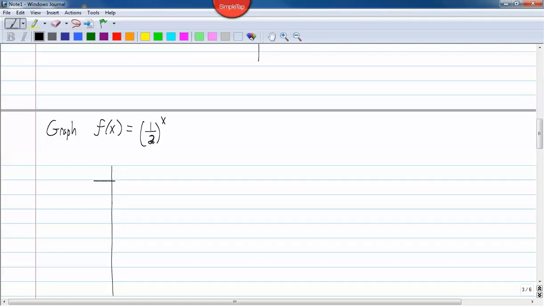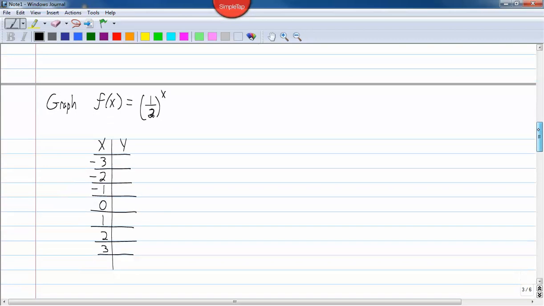So I'm going to show you what happens if I just pick the same numbers. I'm still going to get some fractions, but I can get some whole numbers too. Let's see. So I'm going to say x and y. I'm going to choose -3, -2, -1, 0, 1, 2, and 3. Those points usually, as long as it's not a real complicated function, give you an okay picture of the graph.